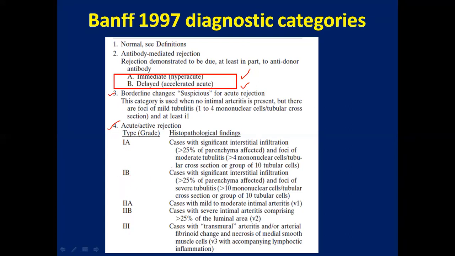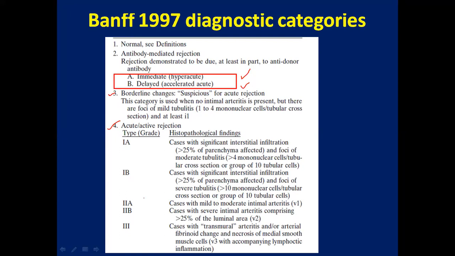So 1A means if you find an interstitial inflammation which is significant. The interstitial inflammation has to be more than 25% to be labeled as acute cellular rejection. If the interstitial inflammation is less than 10%, that means it is I0. If the interstitial inflammation is 10% to 25%, it is I1. And if it is more than 25%, it is I2. More than 25 to 50% is I2, and more than 50% is I3.